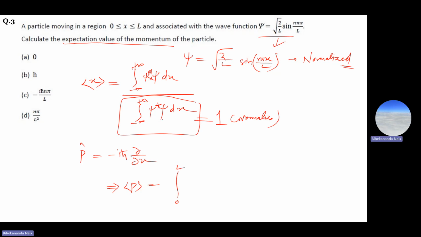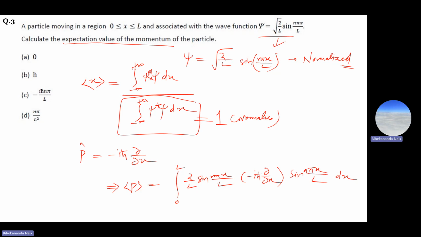Then psi star, again the wave function is real, so both psi and psi star will be equal. So it will be 2 by L sine n pi x by L. Then there will be the operator minus i h cross del by del x acting on sine n pi x by L, dx. Now you see, since the operator contains the derivative with respect to x, we can't directly multiply the two wave functions and write sine square n pi x by L.